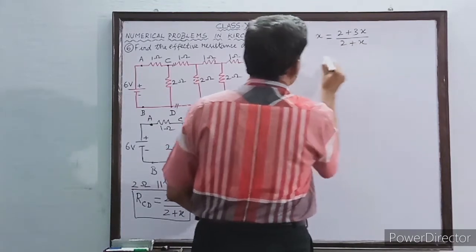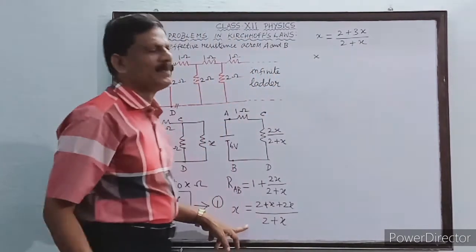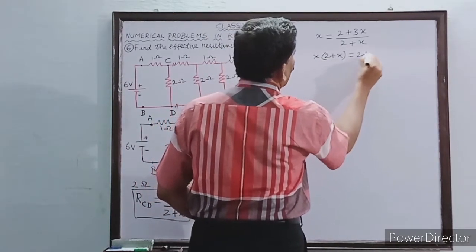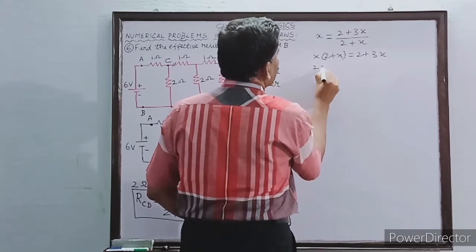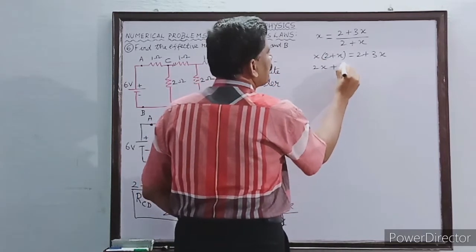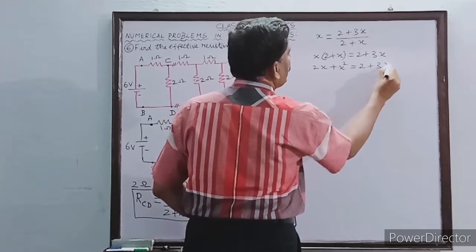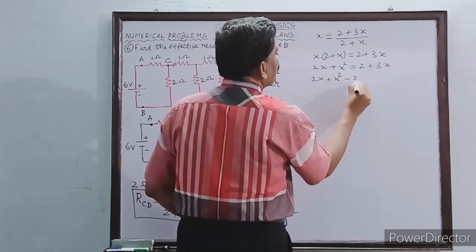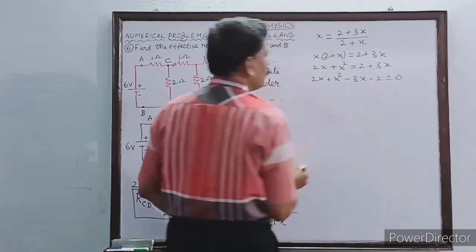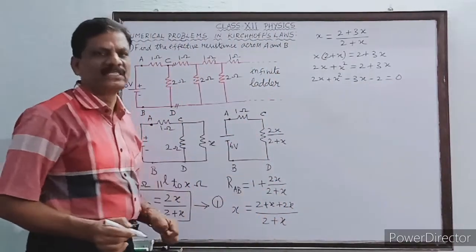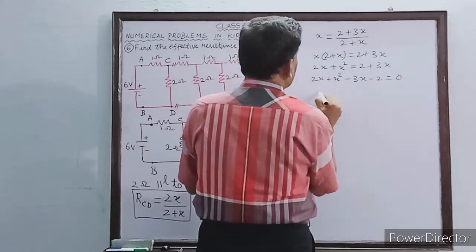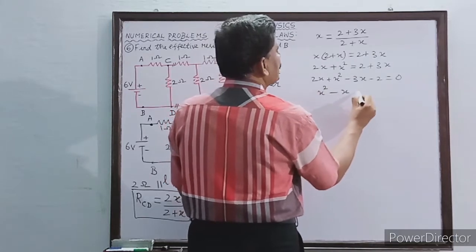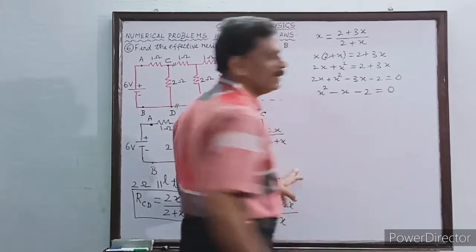Cross multiplying, x into 2 plus x is equal to 2 plus 3x. So 2 into x is 2x plus x square is equal to 2 plus 3x. So 2x plus x square minus 3x minus 2 is equal to 0. We are going to get a quadratic equation in x. So this will become x square, then minus 3x plus 2x will become minus x, minus 2 is equal to 0.